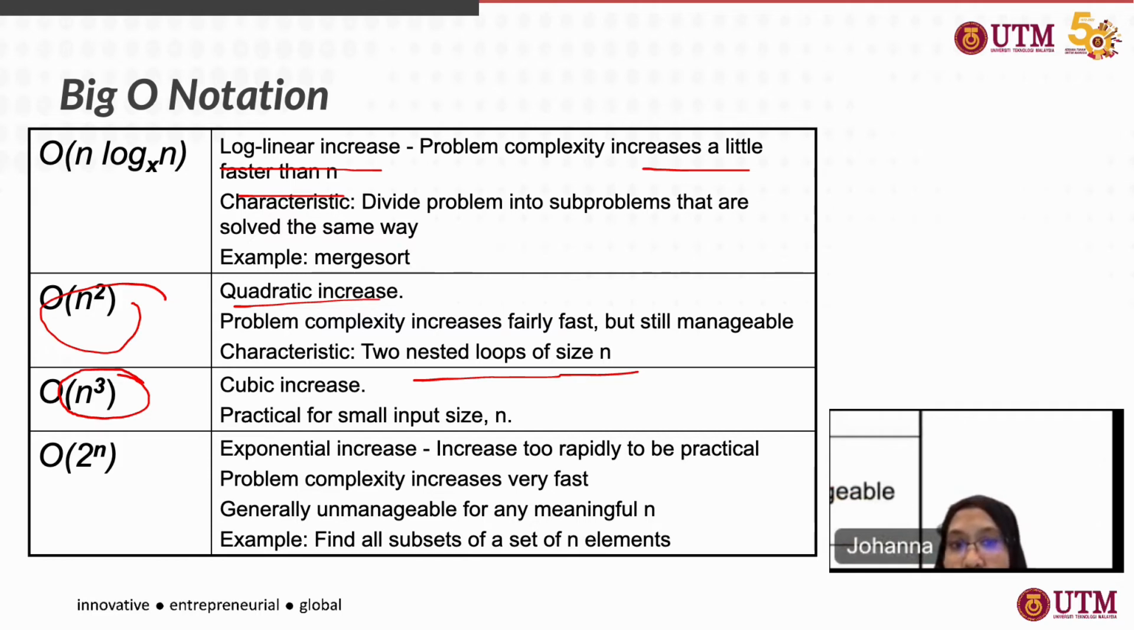While for O(n cubed), we are going to practice more to emphasize it. This will be a cubic increase. And the most complex is O of 2 to the power of n, which is an exponential increase. It increases too rapidly to be practical, meaning the problem complexity increases very fast, and definitely when the problem size increases, the complexity will increase.